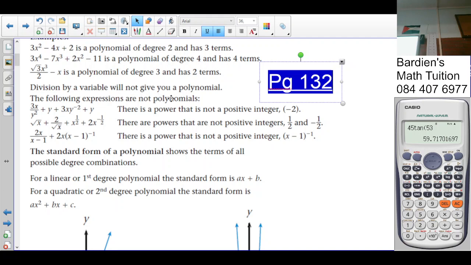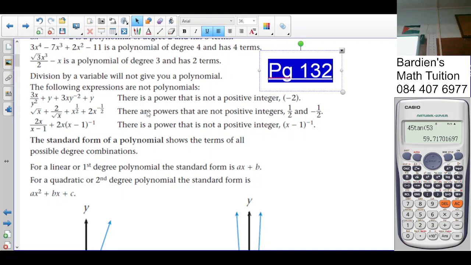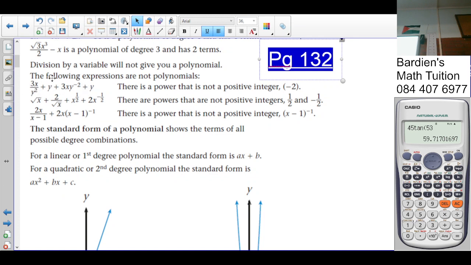Division by a variable will not give you a polynomial. The following expressions are not polynomials. As we said, the exponent on x, or on the variable, must be positive. It mustn't be a fraction. So this is not considered a polynomial, because you have y to the negative 2 here. Here is not a polynomial, because the root of x can be written as x to the half. There are powers that are not positive integers, which is a half and negative half. This is also not a polynomial, again because of this here. That will go into the denominator, which will result in a negative exponent.